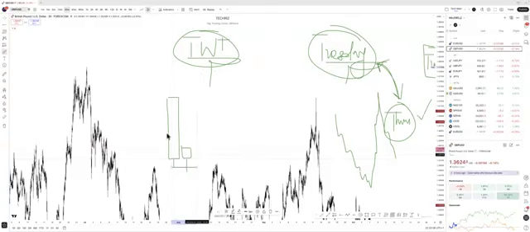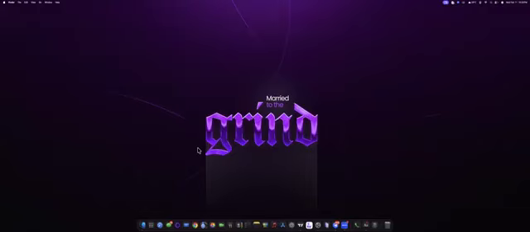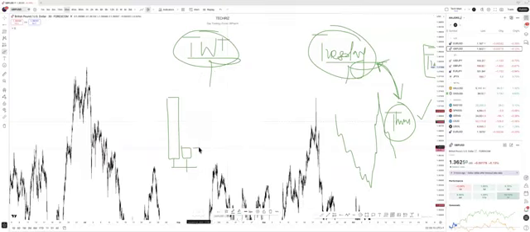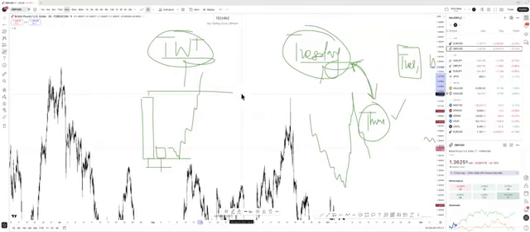The second week will form the manipulation. Then it is your job to trade the third week, which is the distribution week. It is your job to trade the third week, the distribution week, right?